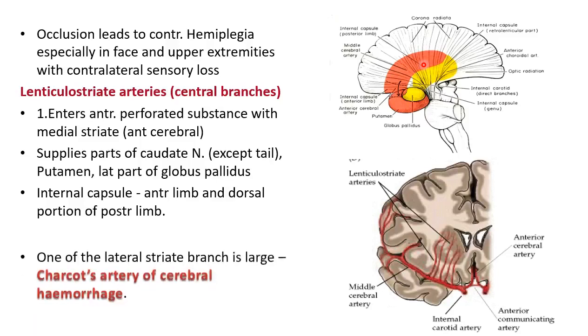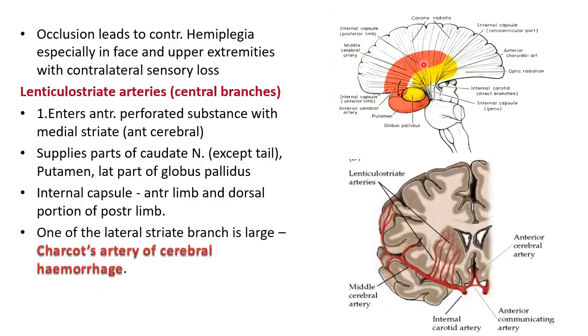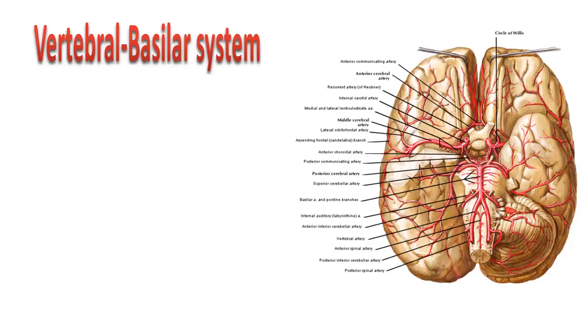It is also called the Charcot's artery. One of the striate branches is very long and is called the Charcot's artery, or artery of cerebral hemorrhage. The artery most commonly involved in cerebral hemorrhage is the Charcot's artery. One more artery I have mentioned, for cerebral thrombosis, is the anterior choroidal artery. Okay, so that is mainly about the middle cerebral artery.